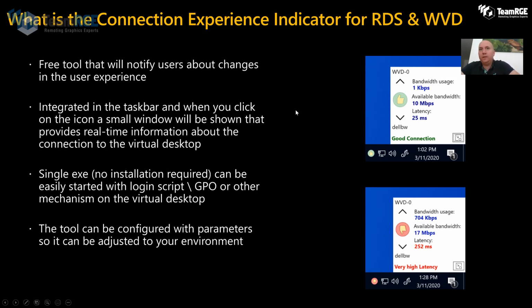It's a tool that's integrated in the taskbar. On the print screens over here, you can see a small icon which will display a green thumbs up when the connection is good, and will show a warning or a poor connection, thumbs down, when there's something wrong in the connection. The tool can be configured with parameters. I will show you that in a later slide, which parameters there are.